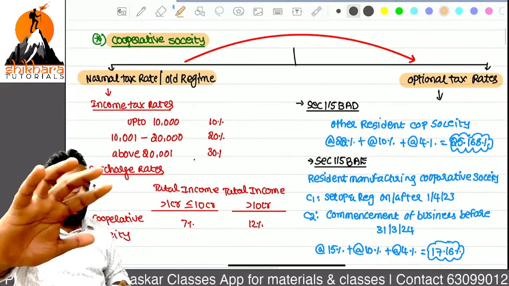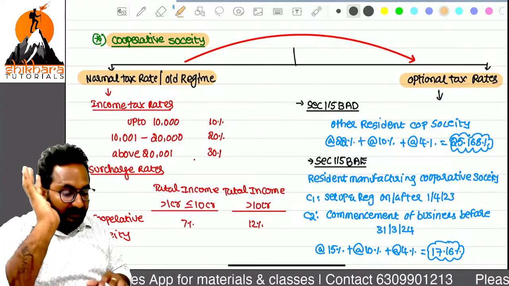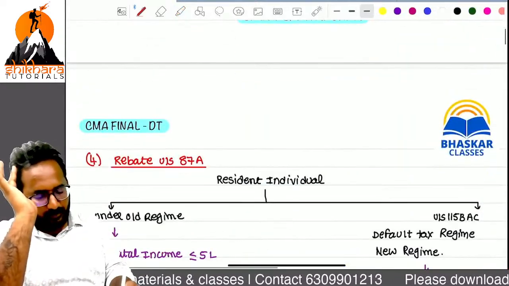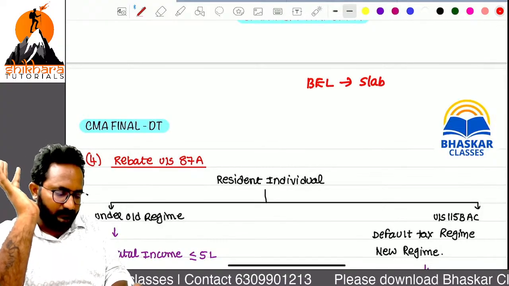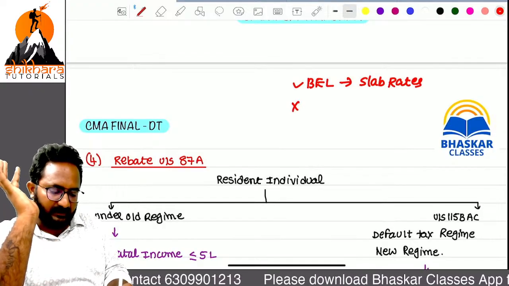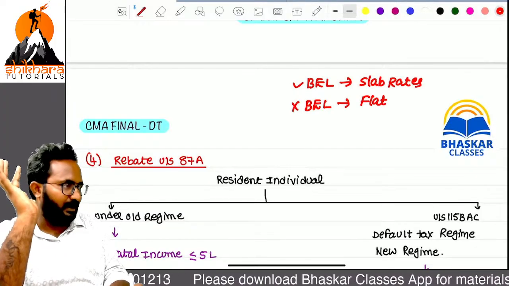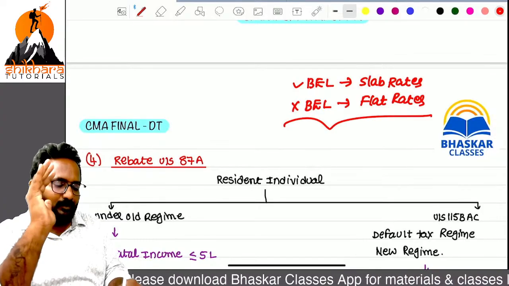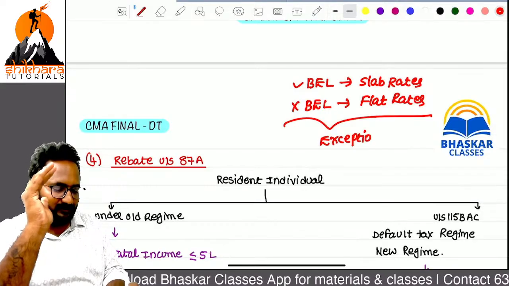Always remember one thing. If a basic exemption limit is there, which rates do we have to follow? Slab rates. Okay? If a basic exemption limit is not there, we have to follow flat rates. Am I correct? But for this rule, one exception is there, and that exception is the cooperative society.